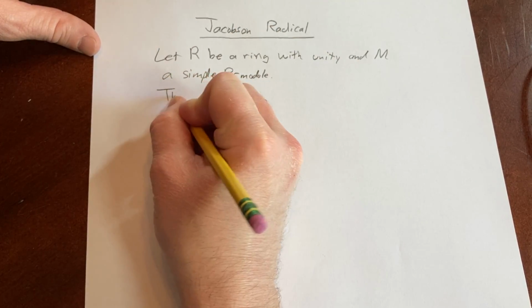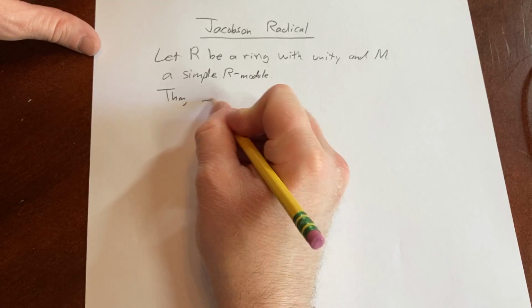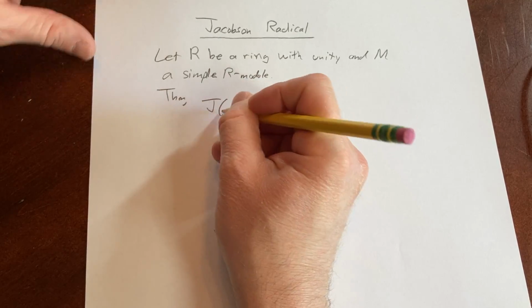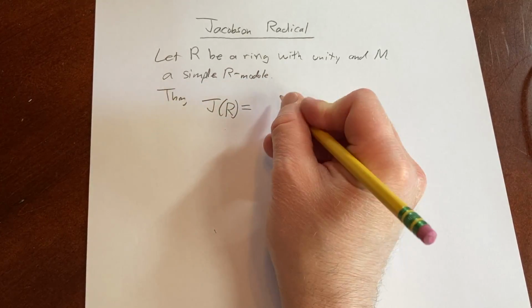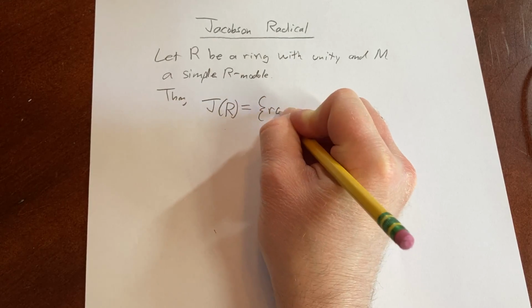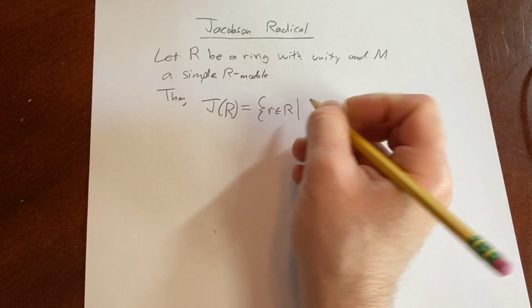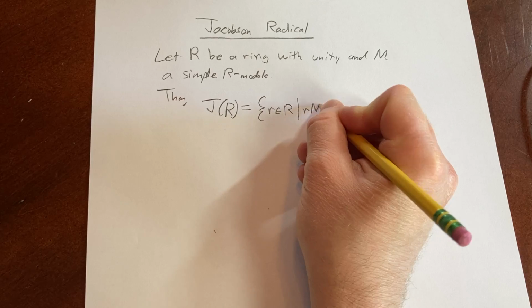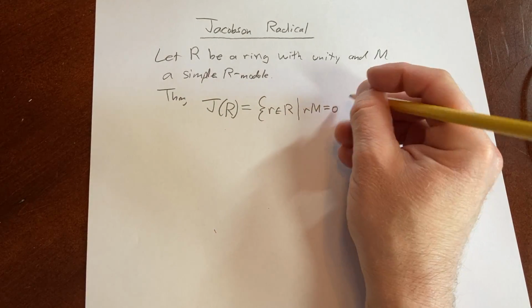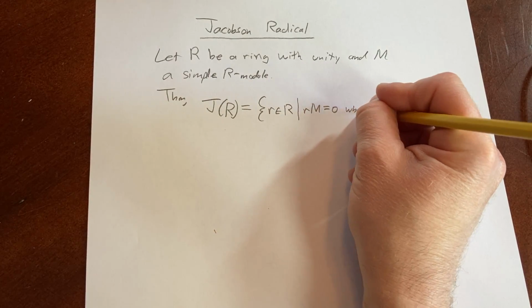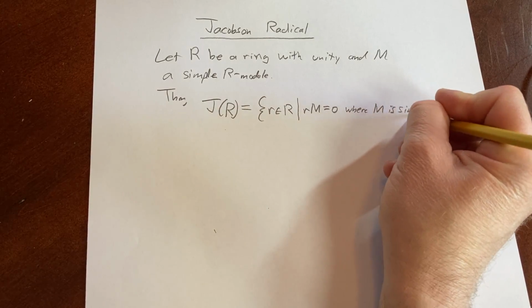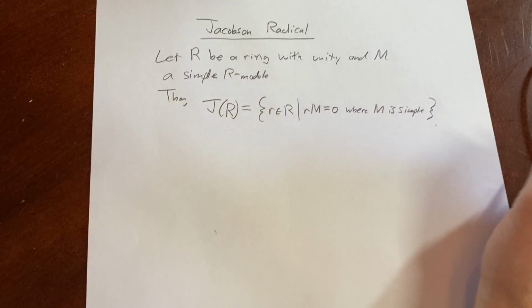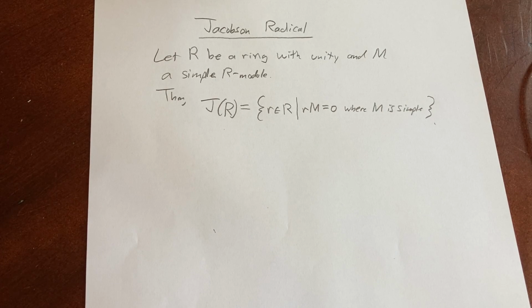Then we're going to define the Jacobson radical as follows: J(R) is going to be equal to the set of all elements little r in capital R, where R is our ring, of the form rm = 0, where M is simple. And that's one definition of the Jacobson radical.